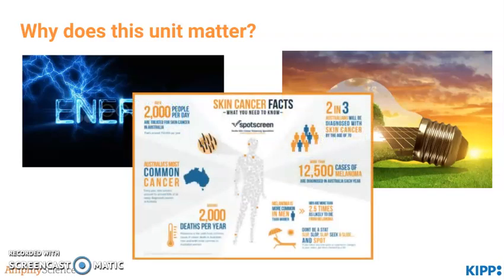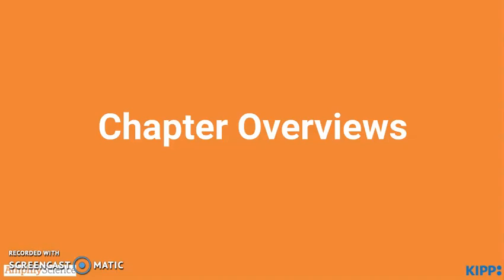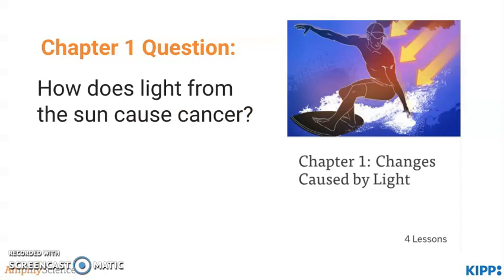Last, this is the only unit this year with an incredibly real question. Skin cancer is a big problem, not just in Australia, but across the world. When students actually Google this phenomenon, they'll see real articles addressing this problem. This makes this unit a lot more interesting for kids, and it's really awesome that they're solving such an important problem. So let's get into looking at exactly what kids will be doing each chapter.